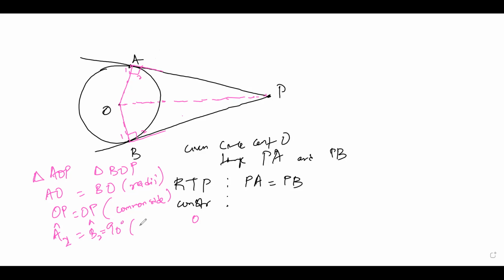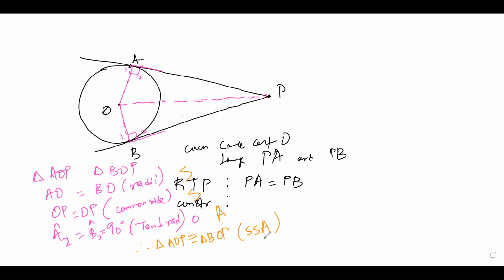90 degrees because a tangent is always perpendicular to a radius. Can you see now we have a side and an angle. Therefore, triangle AOP is congruent to triangle BOP. The reason is side angle side, sorry.